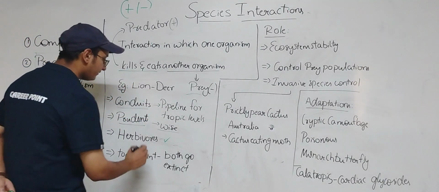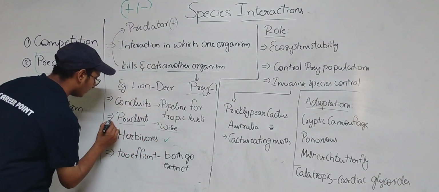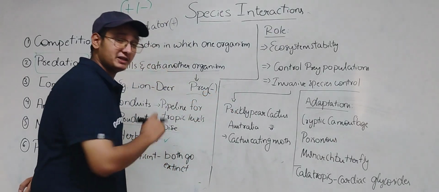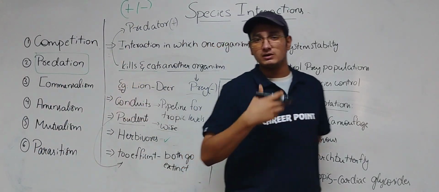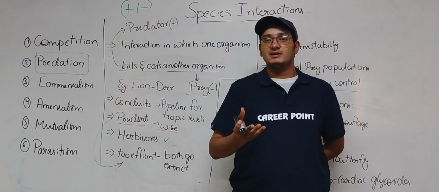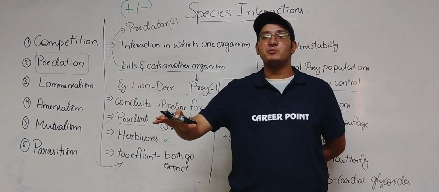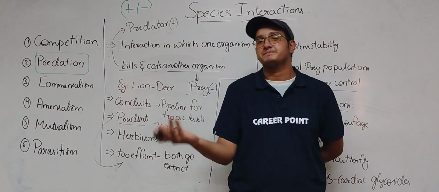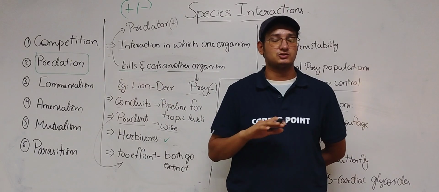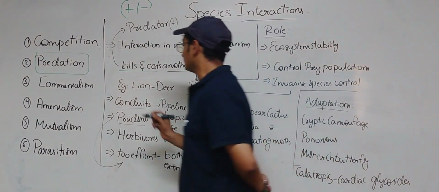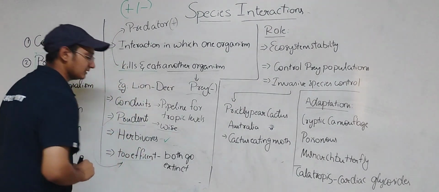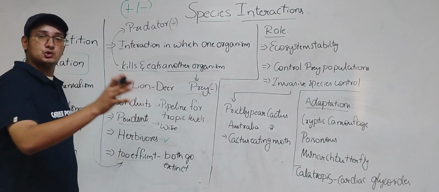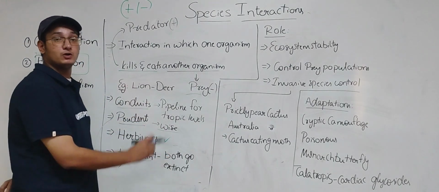Next, too efficient, both go extinct. This is what I mean. When predators are too efficient, if they want to eat more and more deer, what will happen? The population of the entire deer community will become zero, meaning extinct. Now there is no food for the lions or tigers. So both of them will go extinct. Remember these terms: conduits, prudent, and too efficient. When predators are too efficient, both the predators and prey go extinct.